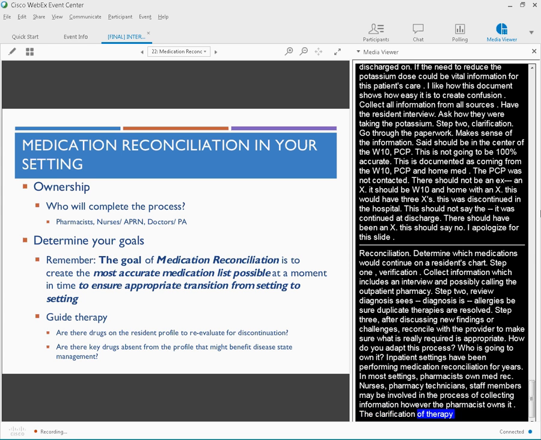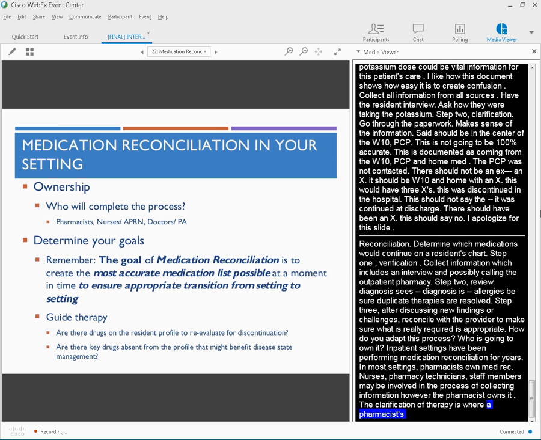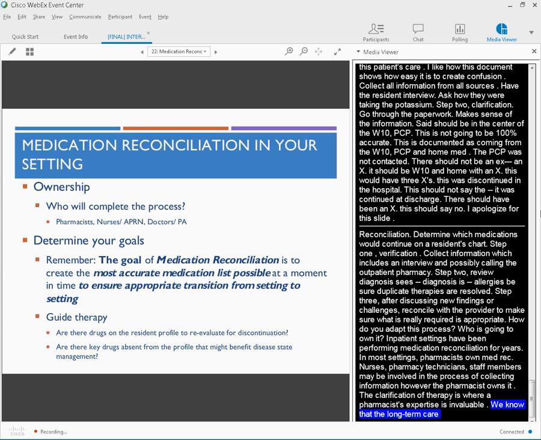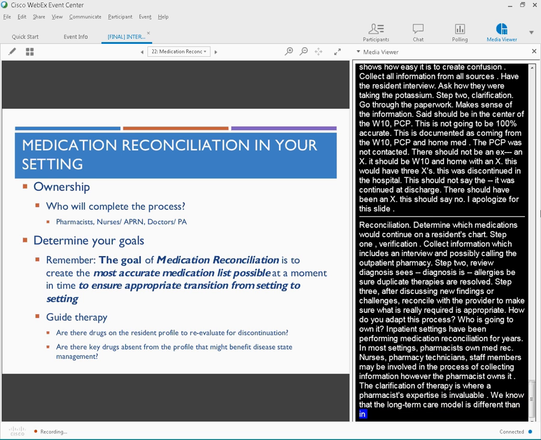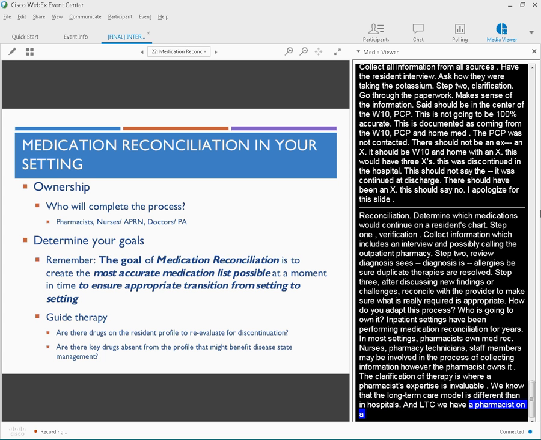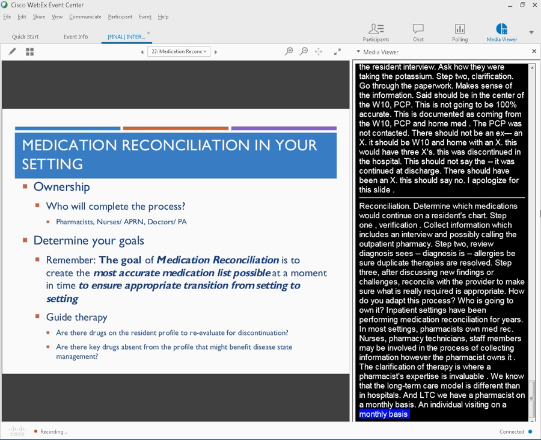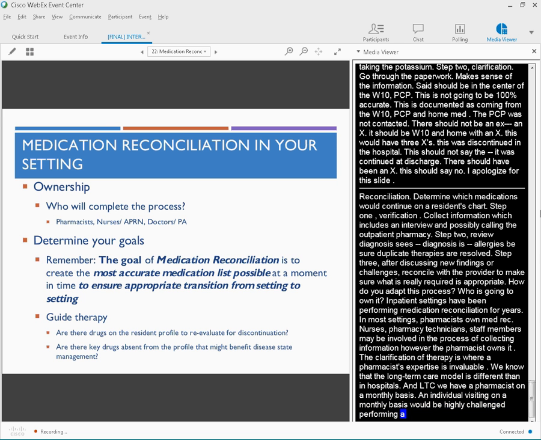And as I highlighted in step 2, the clarification and optimization of therapy, that's really where pharmacist expertise is invaluable to this process. That said, we know that the long-term care model is quite different than in hospitals. In long-term care, we have a consultant pharmacist that visits on a monthly basis. An individual that visits monthly would be highly challenged to perform a MedRec because of the time constraints and the complexity of these forms.